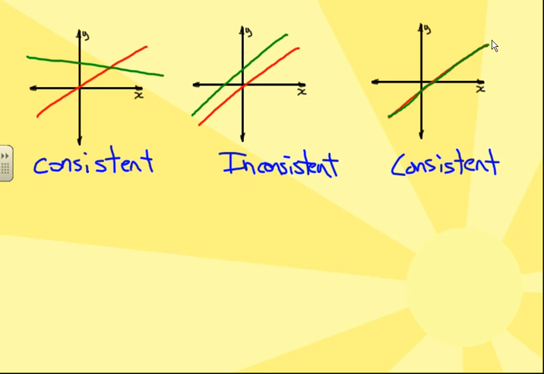The next part we ask is dependent or independent. Now on the inconsistent one, that's all we need for the answer, it's inconsistent. But on the two consistent lines, we're going to separate the two as dependent or independent. Now, these two are essentially two different lines. So they are consistent, independent. These two are essentially the same line, one over top of each other. So we call these ones dependent.